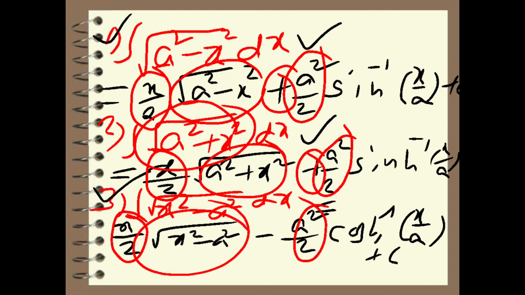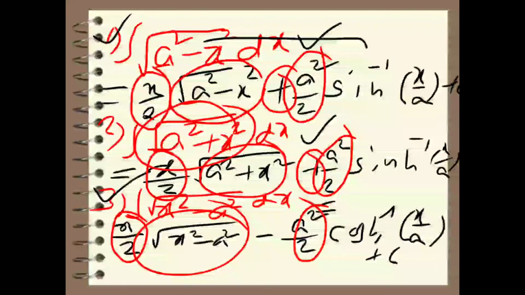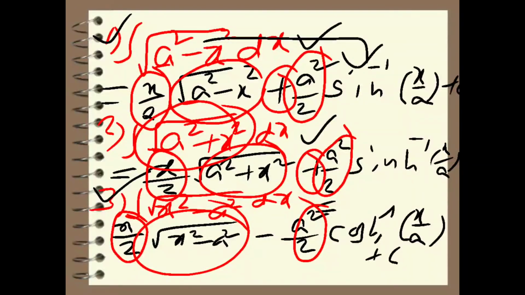And in the second part, we already know the formula for 1 by root a square minus x square: sine inverse x by a. So here in this second part, if root a square minus x square is there, the formula for 1 by root a square minus x square is the multiple, that means sine inverse x by a.